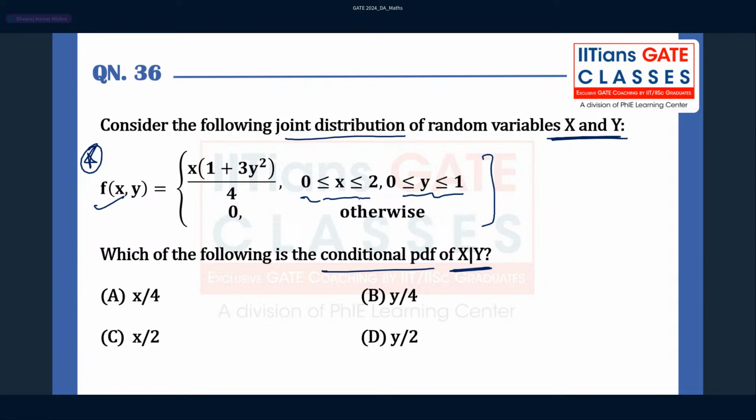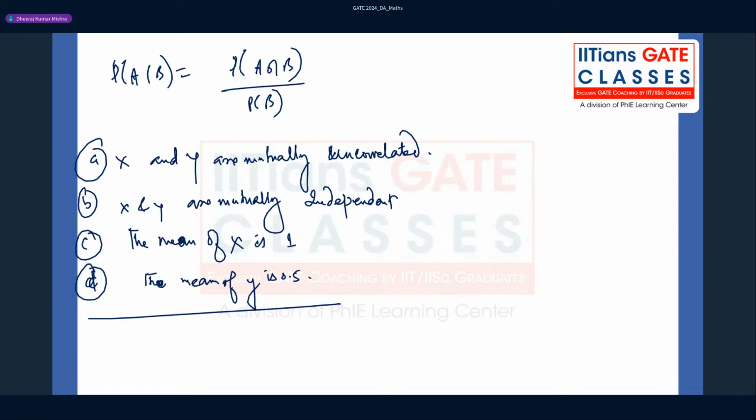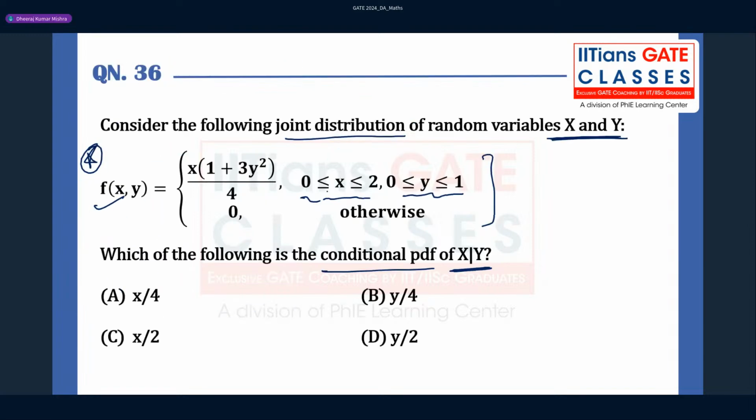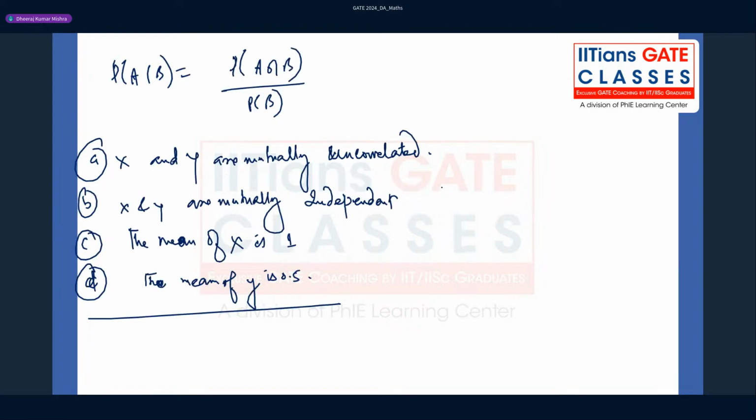And what will be the common range for this? Since this is given as 0 to 2 and this is given as 0 to 1, the common range is going to be 0 to 1 only. Understand? Fine, we will see that. So let us start solving this question.